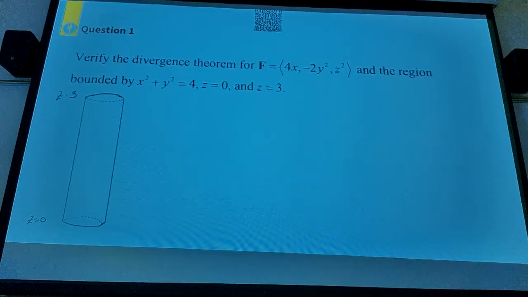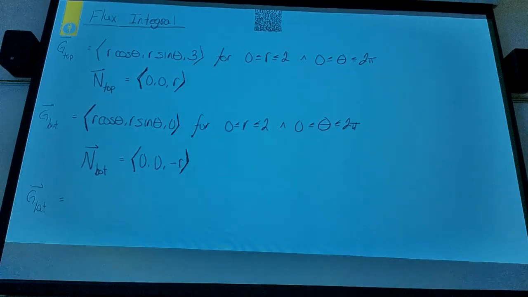Now for that lateral portion. Again, we're dealing only with the surface. In this case, we're going to have a constant radius. It's only dealing with the surface of the lateral portion of the cylinder. But z is changing, right? z is going to go from 0 to 3.